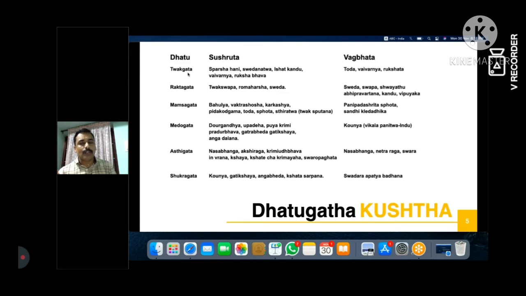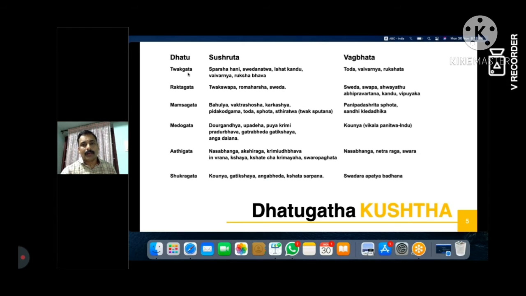According to Acharya Vagbhata, if the doshas are involved in tokka, then toda will be there, vaivarnya will be there, rukshata will be there. I think these terminologies are familiar. Some of the terminologies are familiar to you, so I am not going to translate them further. In raktagata tattva, tokshyava, the suktata of the tok will be there, romaharsha and sweda pradhanata will be there.